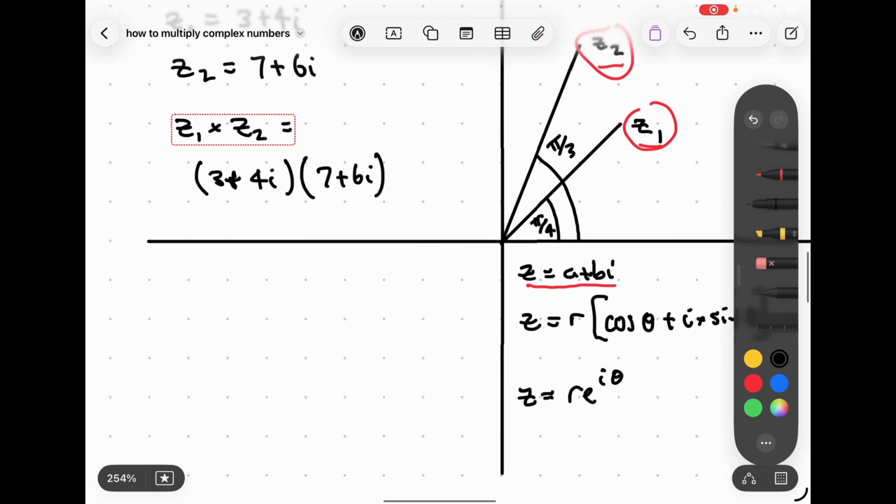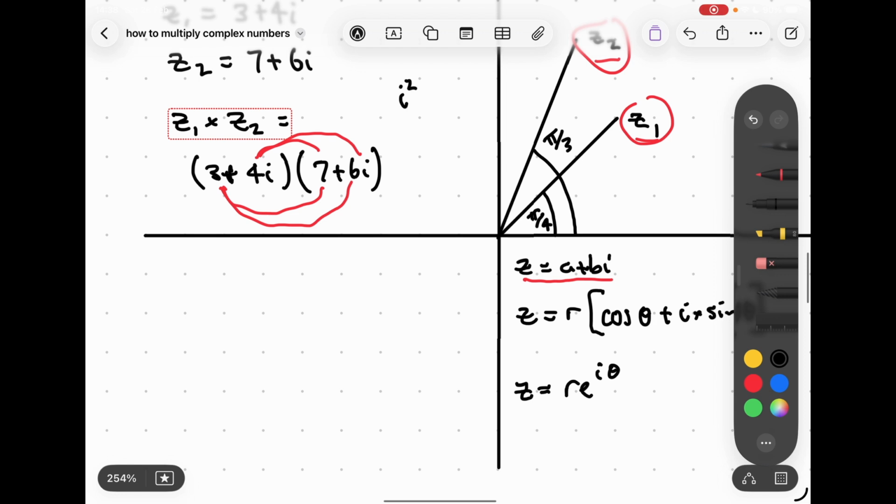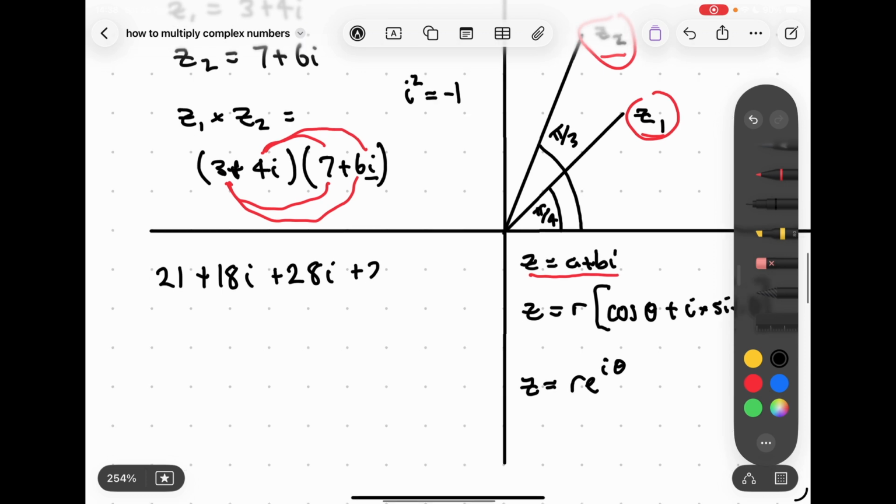From there we can just expand out using normal methods. So that, and then that, and then that, and then that. We're going to need to remember that i squared equals -1. That'll be handy later. So 3 times 7 is 21, plus 3 times 6 is 18, so 18i, because we have that i term there. Now 4 times 7 is 28, so plus 28i. And then 4 times 6 is 24, so plus 24 i squared.